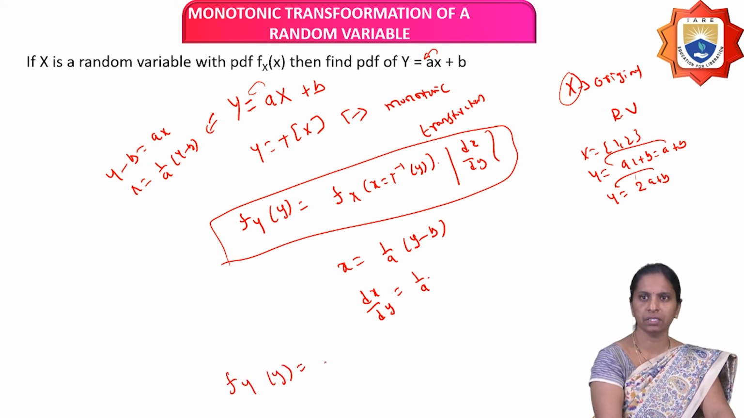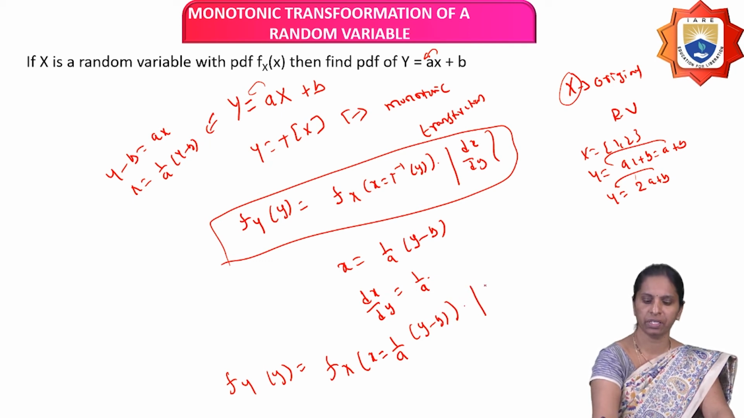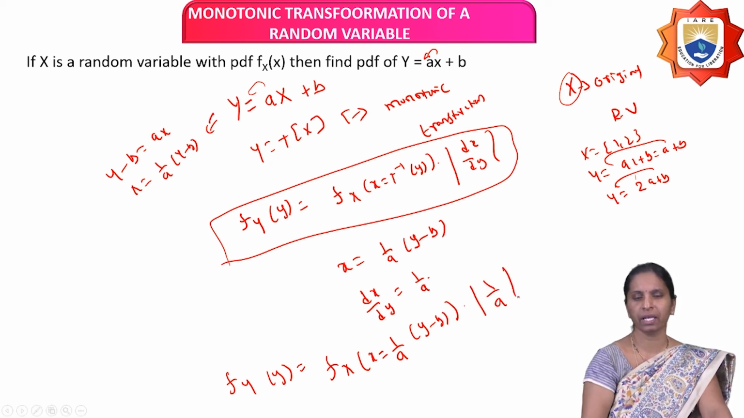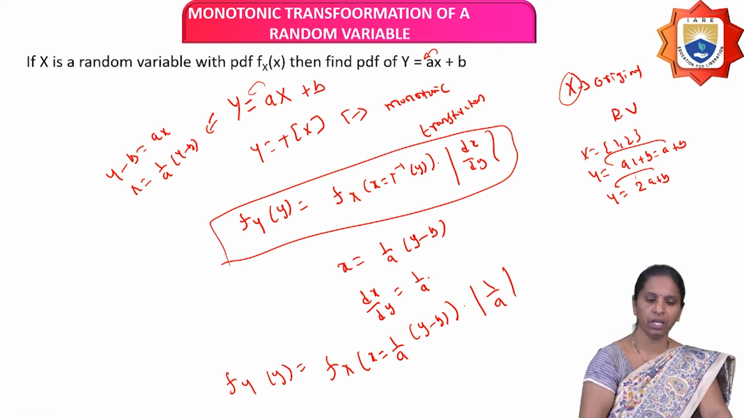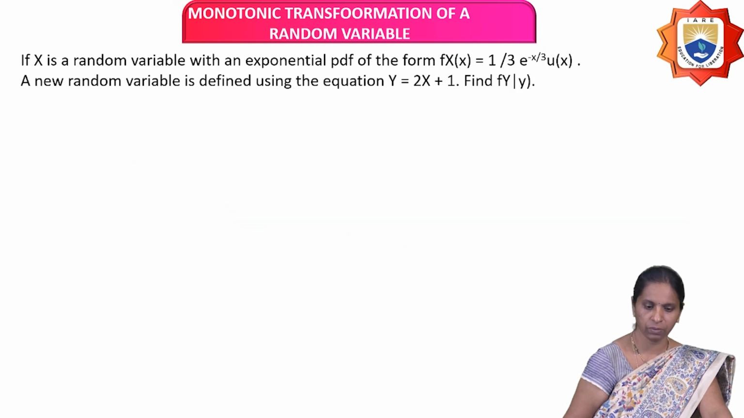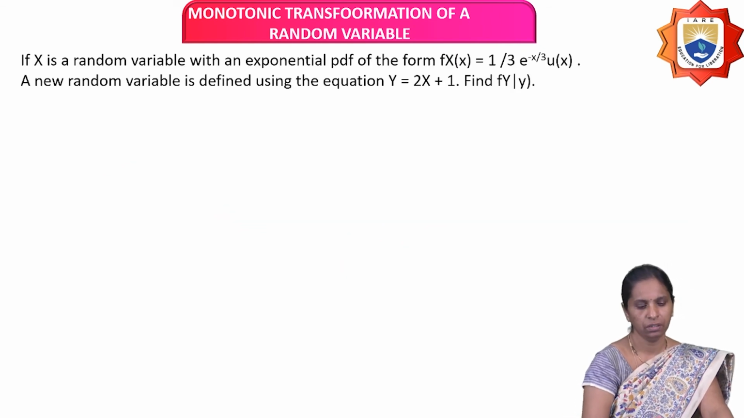Fy of y is equal to Fx of x equals T inverse y. So what is T inverse y? Nothing but 1 by a into y minus b, into what? Mod of dx by dy. What is mod of dx by dy here? 1 by a. Like that, you can calculate the density function of the transformed random variable if you know the density function of the original random variable x. Let us see one more problem.